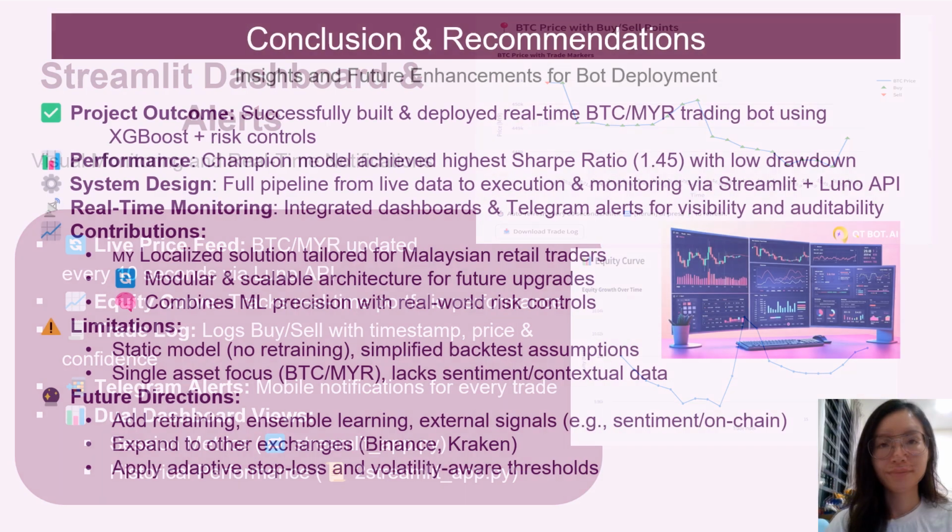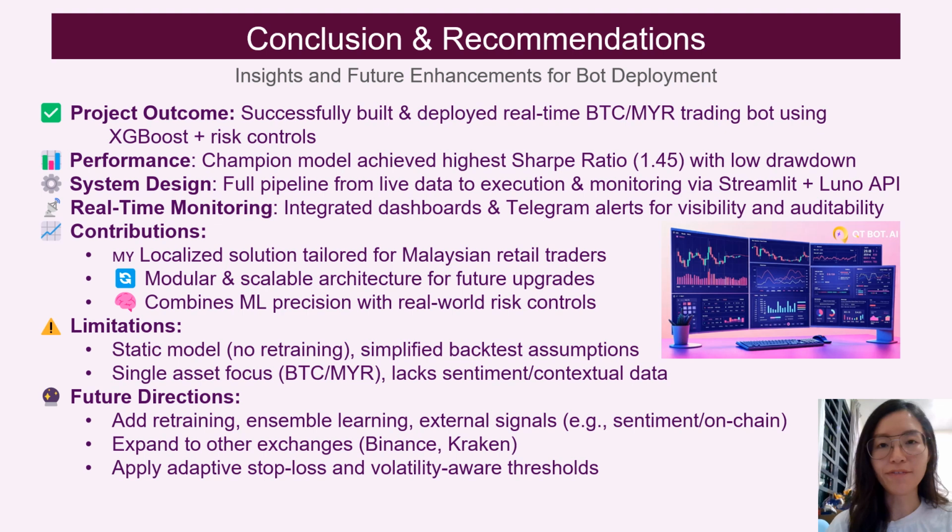In this final chapter, we reflect on a successful journey building a real-time Bitcoin trading bot tailored for Malaysian retail investors. The XGBoost-based strategy paired with trailing stop loss and a confidence filter delivered the strongest Sharpe ratio in testing while preserving capital. The system was fully implemented using Python, Streamlit, and the Luno API. Key contributions include a risk-aware design, modular architecture, and practical deployment tailored to local traders.